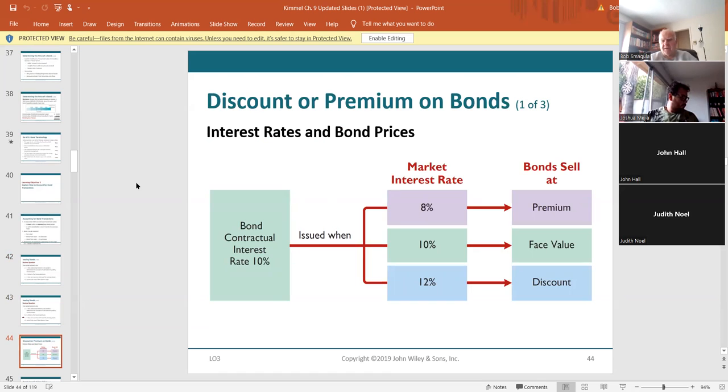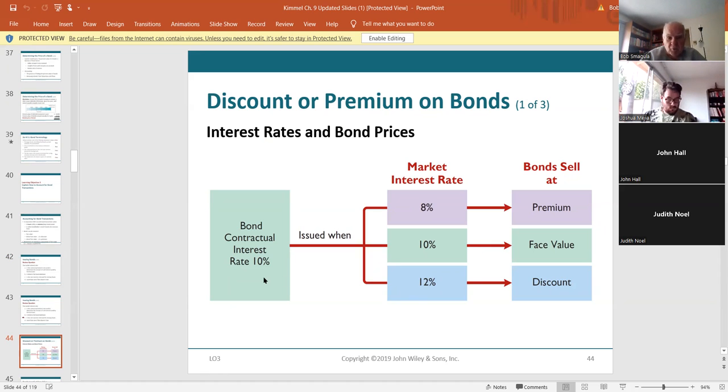Here's a good slide to peek at for a while until you get it clear. The bond interest rate, the rate we're willing to pay the world, is 10%. We're telling the whole world, we pay 10%. If the market rate happens to be the same at that time, then the bond will go out at $100,000. If we're paying 10% when the market rate is 12, no one is going to give us $100,000 for that bond. We're only going to get 96,000 maybe. And that difference between the 100 and the 96 is called a discount that needs to be amortized over the length of the bond.